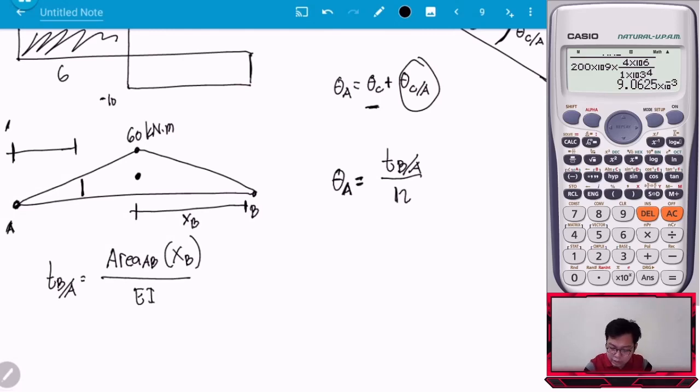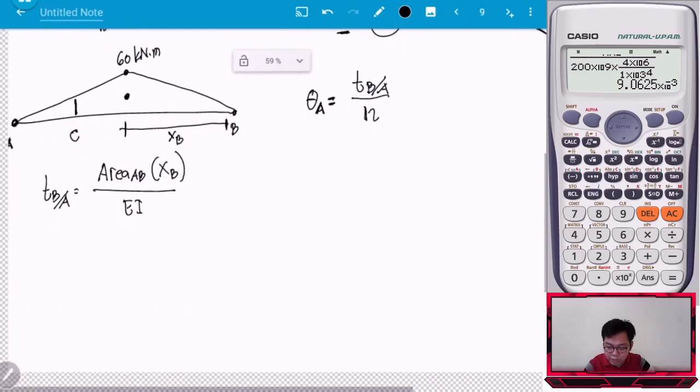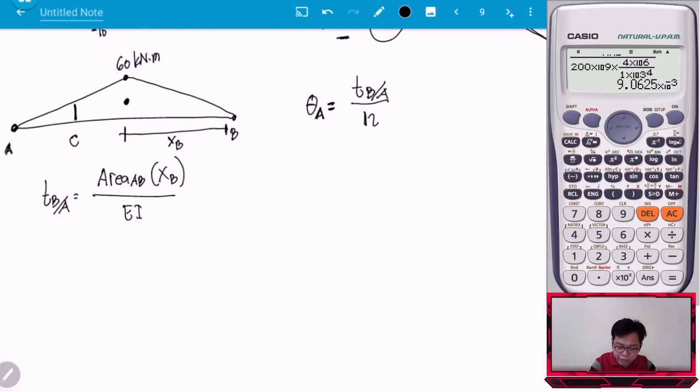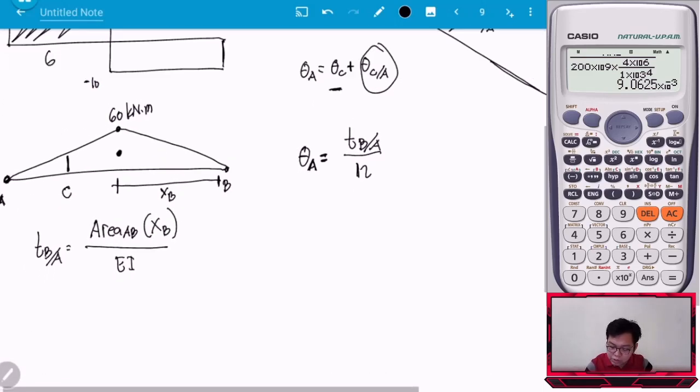Sandali. Burahin ko muna. Para diretso na lang, guys. Tapos, check natin. So, anyway, lalagay ko na dito C. So, ilagay ko na lang. I think pwede na to. Pwede natin i-solve agad. So, ano yung general equation natin dito?